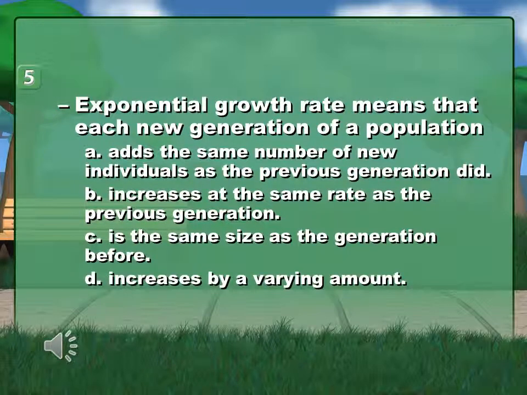Exponential growth rate means that each new generation of a population, A, adds the same number of new individuals as the previous generation did, B, increases at the same rate as the previous generation, C, is the same size as the generation before, or D, increases by a varying amount. If you answered D, you are correct.